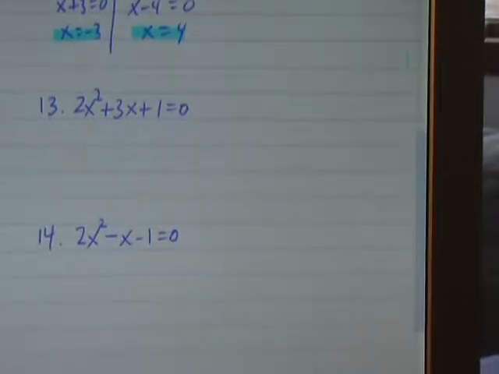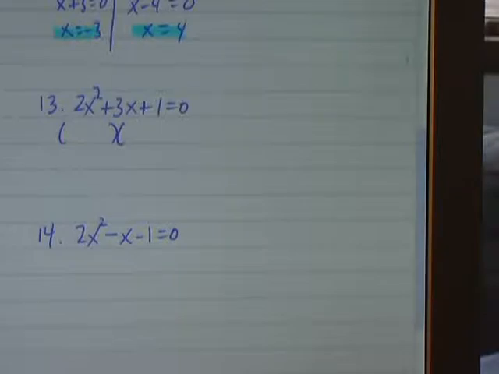Number 13, a trinomial which I'll factor as a product of two binomials. I'll set those equal to 0. 2x squared. Well, 2x times x gives me 2x squared. And then I have 1. Only one pair of factors for 1, and that's 1 and 1. My middle term is positive, so both factors, or both numbers, will be positive. So those are my two factors there.